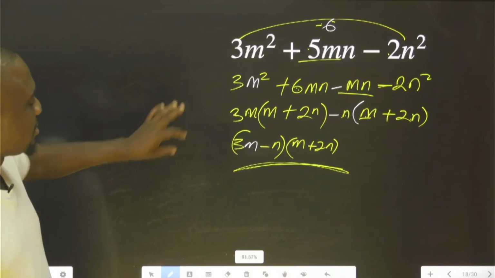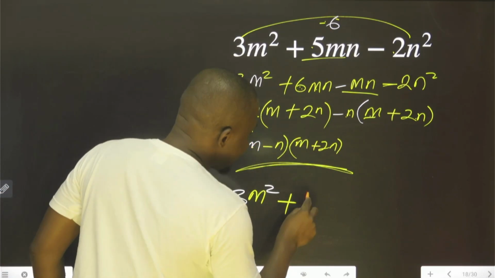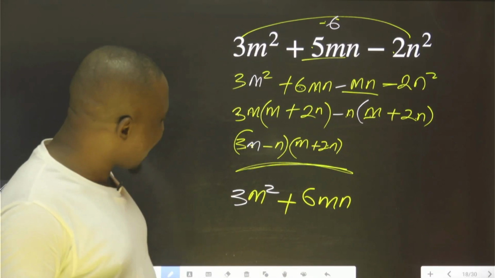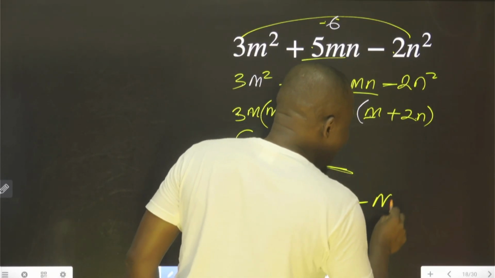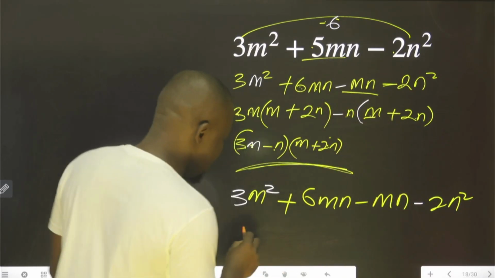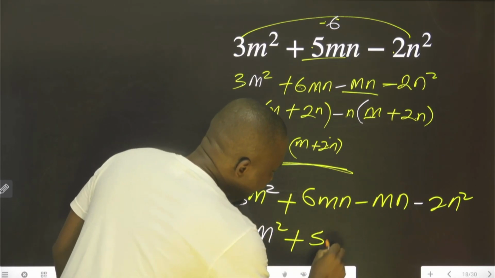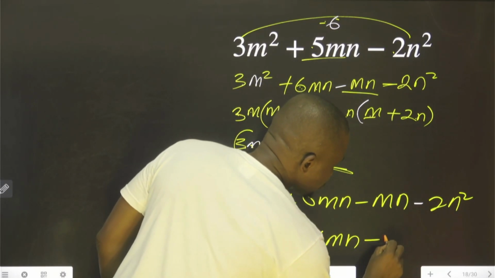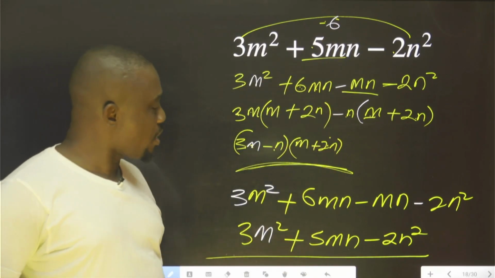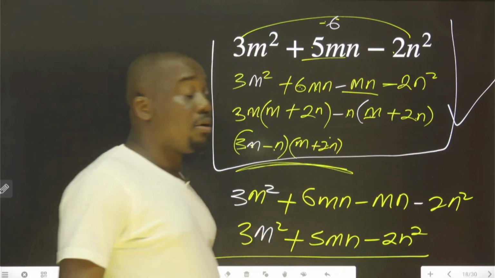Let's expand. This multiplied by this is 3m squared. This multiplied by this is plus 6mn. This multiplied by this is minus mn. This multiplied by this will give us minus 2n squared. 3m squared, this will produce plus 5mn, minus 2n squared. Final answer. The same thing with where we are coming from. It means our answer is super correct. Okay? Let's continue.